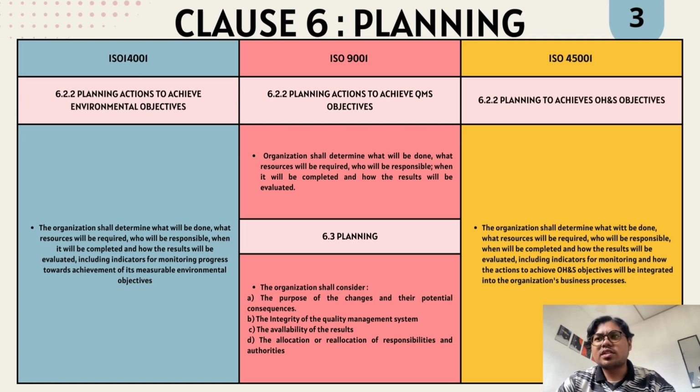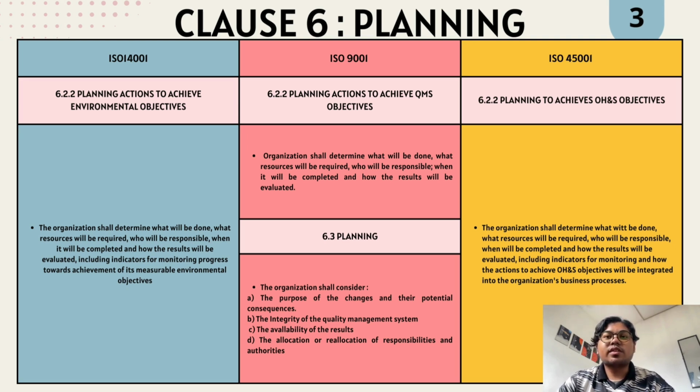For example, the organisation should determine what will be done, what resource will be required, who will be responsible, when it will be completed, and how the result will be evaluated. The same for all three ISO. But for 6.3, only ISO 9001 has 6.3. ISO 14001 and ISO 45001 do not have 6.3. So 6.3 is about planning.